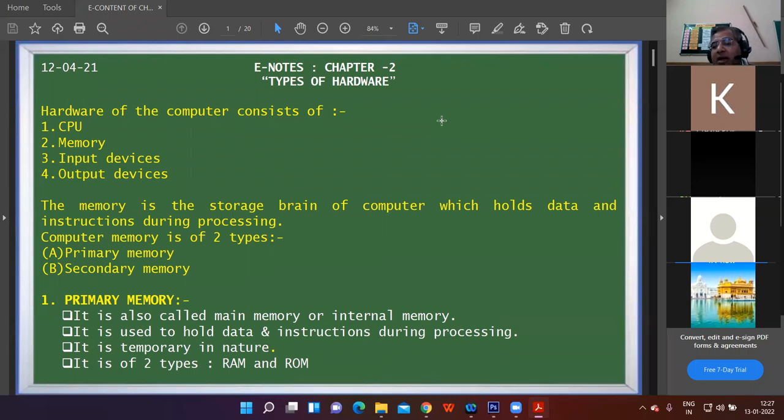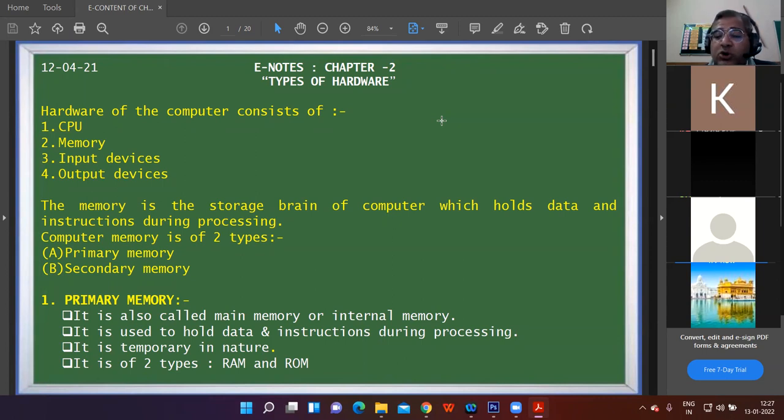Now, what is memory? Beta, memory means the storage area where a large amount of data is kept stored for future reference. You are working in Word, you are creating a file, you save the file in your hard disk. So the hard disk is your memory. The hard disk is your storage area as it stores the file. You transfer the file to a pen drive. The pen drive is your storage area. Okay, got it? So there are basically two types of memory, primary memory and secondary memory.